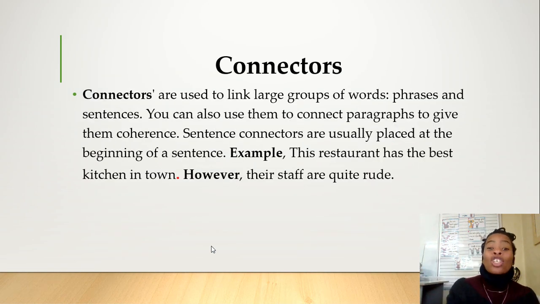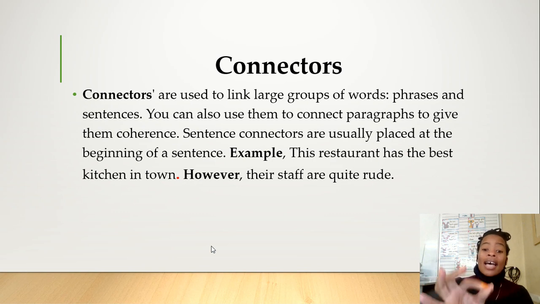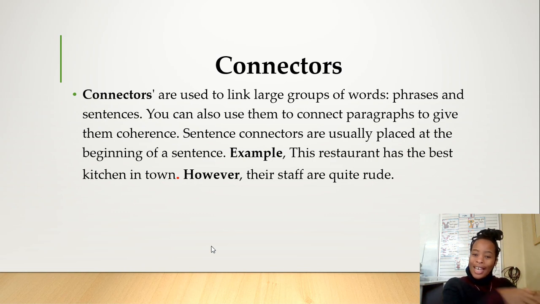All right. We look at connectors. Connectors are used to link large groups of words, phrases, and sentences. You can also use them to connect paragraphs to give them coherence. Now, sentence connectors are usually placed at the beginning of a sentence. Let's look at this example. The restaurant has the best kitchen in town, full stop. That sentence is done. However, their staff are quite rude. Now, the word however becomes a connector because at first you are telling us that the restaurant has a great kitchen, but also you're telling us, wait, the problem is their staff members are rude.